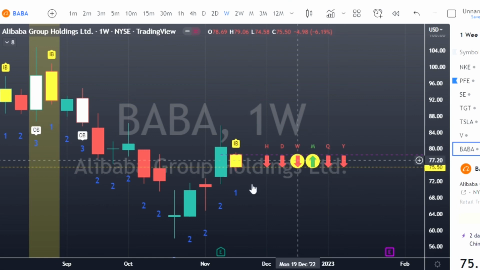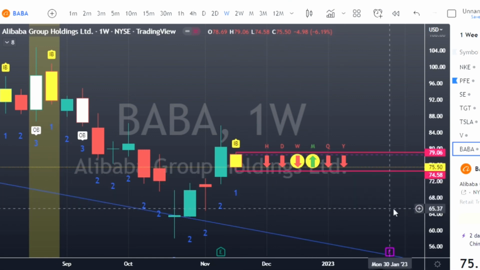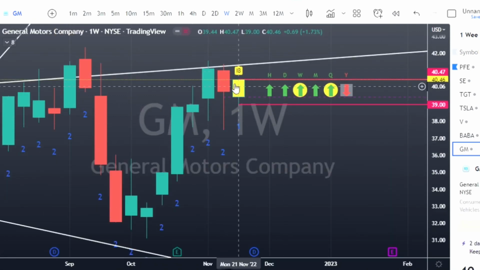Alibaba, inside bar, calls at 79.06, puts at 74.58. General Motors, inside bar, top of a broadening formation.